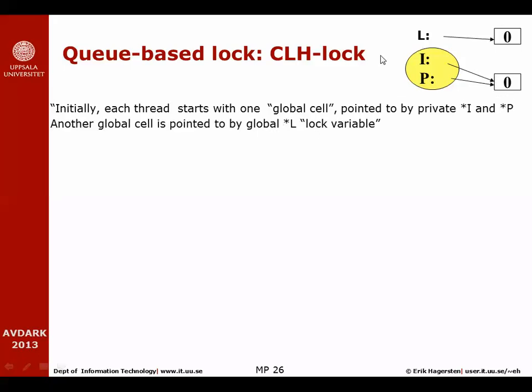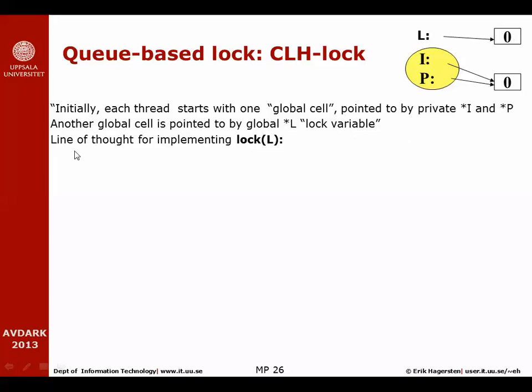There is also another global variable, and this is one such global variable per lock in the system. So each lock is also a pointer. It doesn't contain a value, it really contains a pointer, and that pointer points to another memory cell in memory. Both the cell the lock is pointing to, as well as the cells the two local pointers from each thread are pointing to, are initially set to 0 for idle locks.